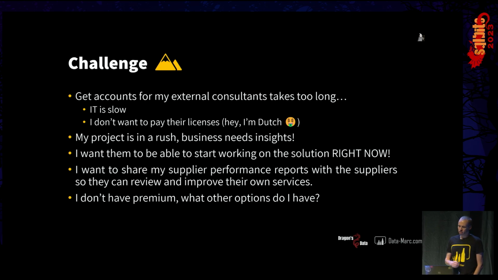My project is in a rush, and my business needs insights quickly, so I cannot wait any longer to get this project started. And I want them to be able to start working for me right now, today. I want to share also some information with my suppliers to show them how they're doing and if they're performing well according to my standards. And I'll do that based on a report. And obviously, I don't have Premium, so what other options do I have to start sharing content with my suppliers, as well as let other people work for me?